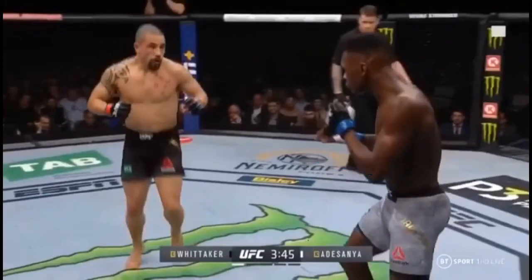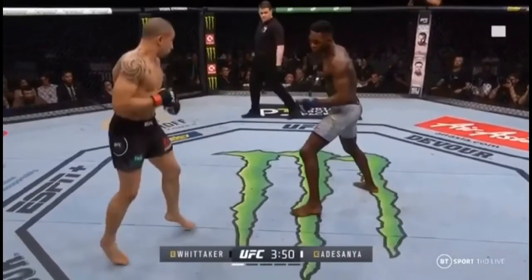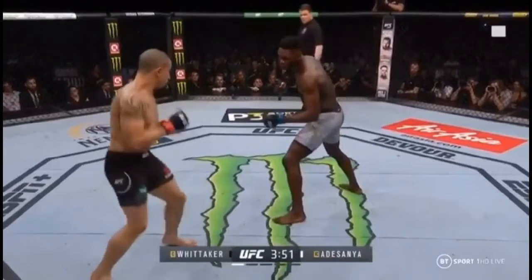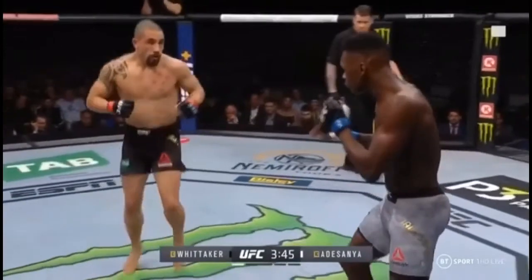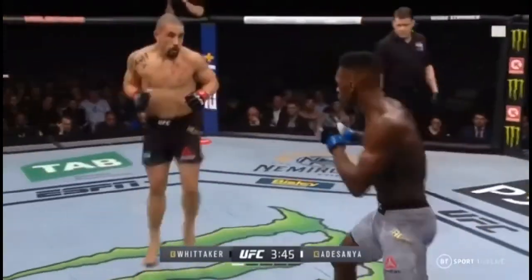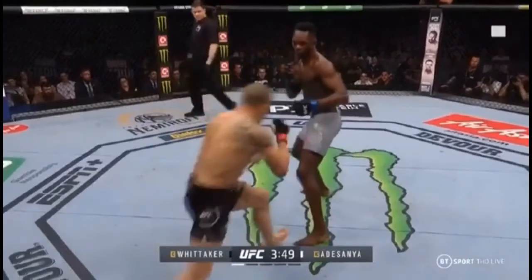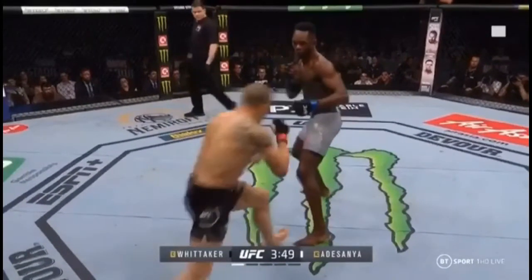So let me just go back. So watch this in super slow-mo. So as you can see here, look at that left hand of Israel. So as Robert comes in here, yeah, let's go from here. This point. So see, as Robert comes in there, you can see that left hand is coming already. This is the punch that actually sets up the knockout, the two knockdowns and the knockout.